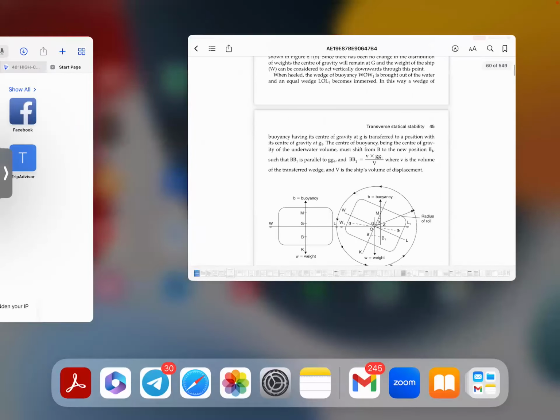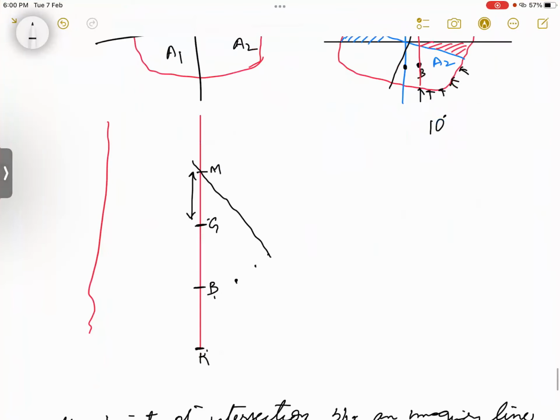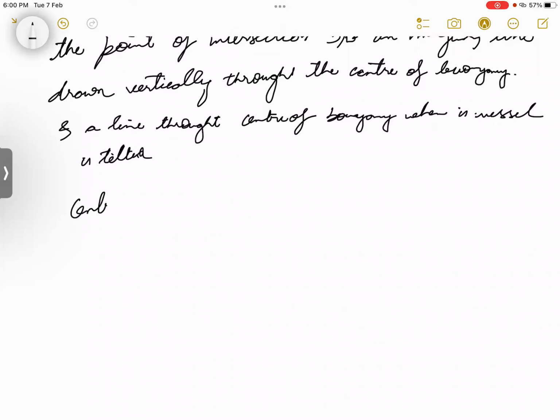Okay. So this is the metacenter, right? And the point where the whole weight of the vessel is acting, that is called the center of gravity. Center of gravity is the point where all the gravitational forces are supposed to act, right? Now what is there in this? Suppose this is your ship, right?